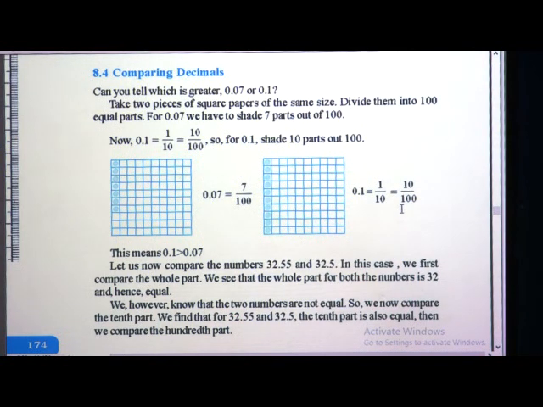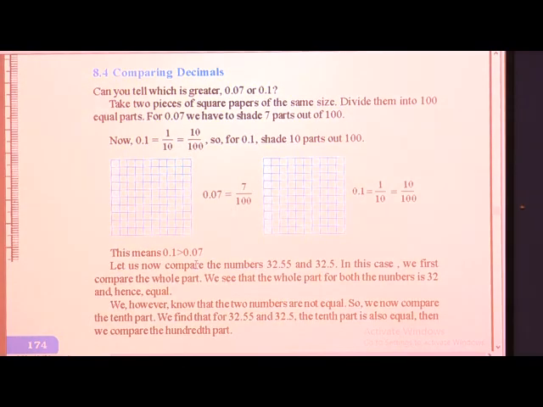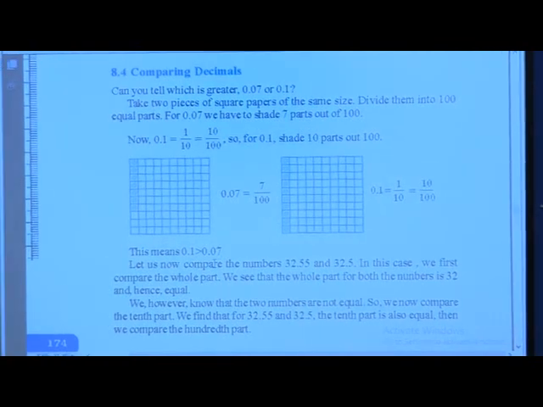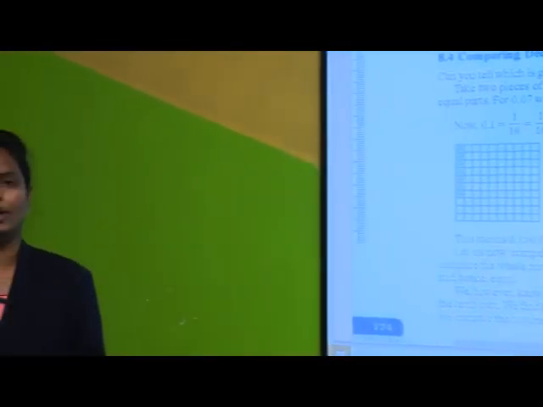Now, can you compare? Yes, which is the greater one? 0.1 is greater than 0.07. So, till now we have compared the decimals and seen exercise 8.2 examples.